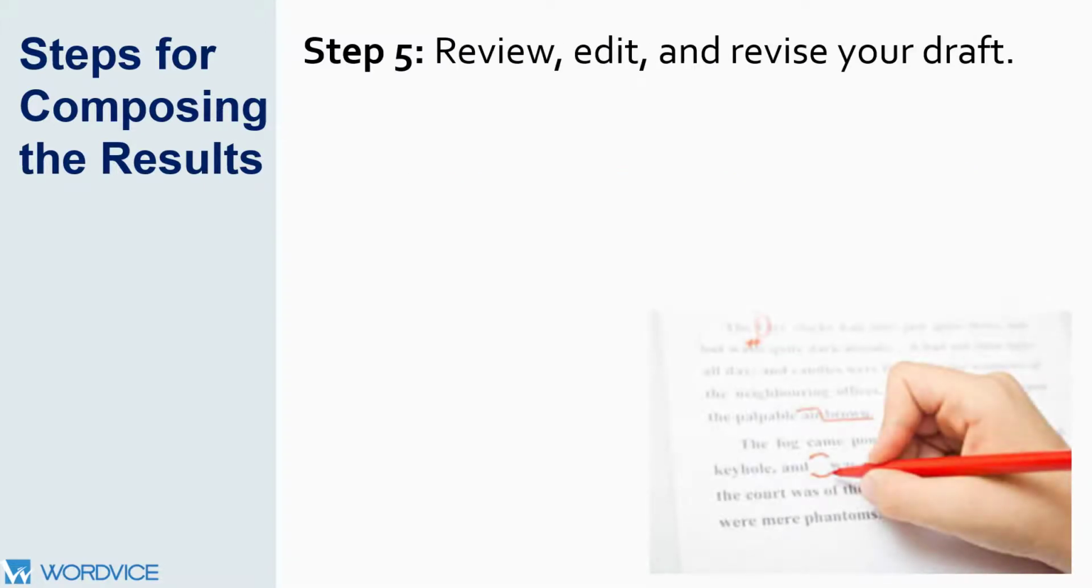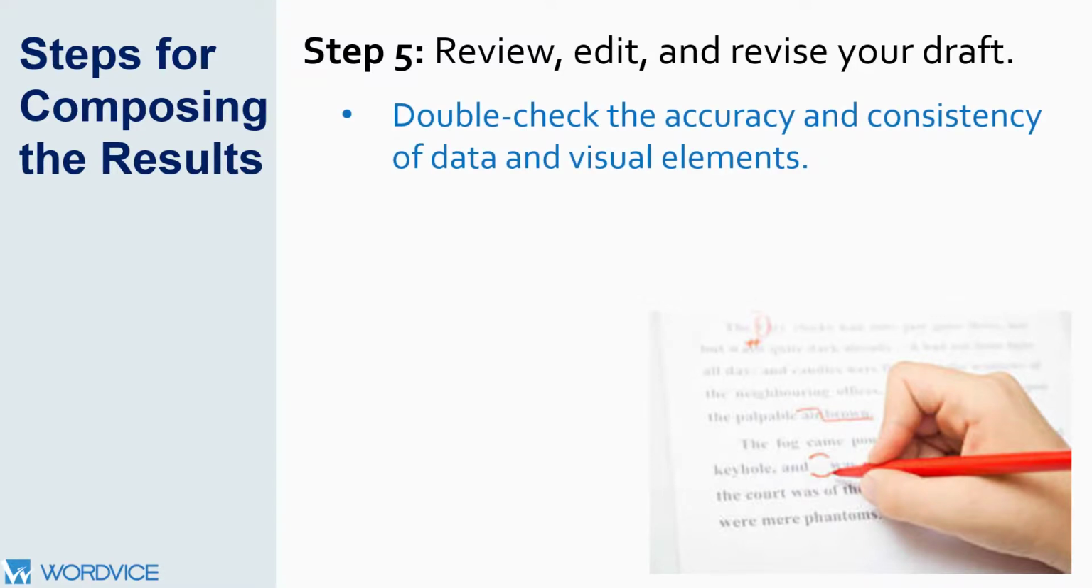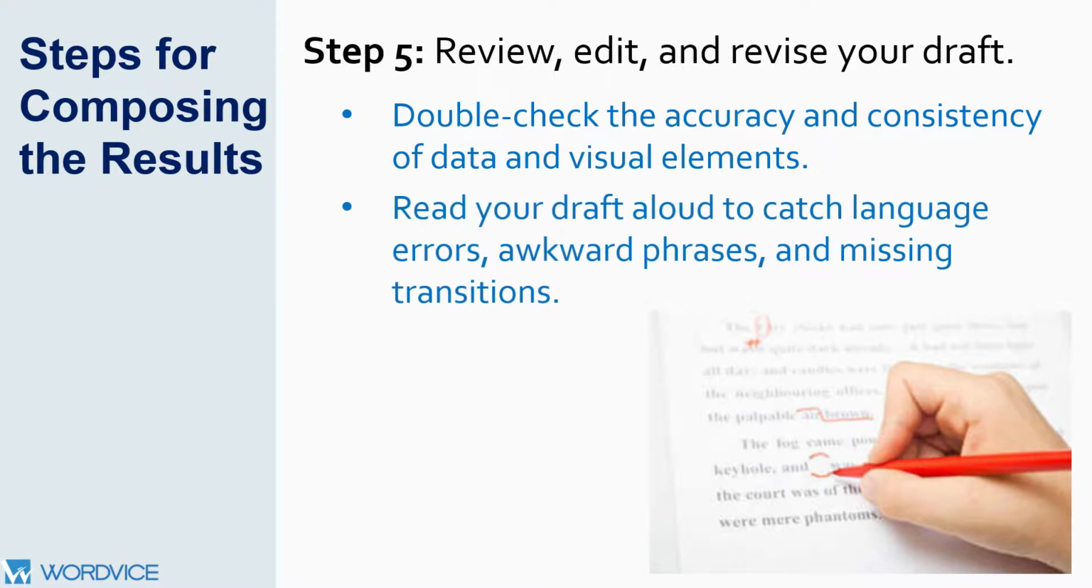Review, edit, and revise your draft until it reports results exactly as you would like to have them reported to your readers. After you have finished your first draft, it is time to review it, editing for accuracy of content and revising for errors in grammar or mechanics. Double-check the accuracy and consistency of the data across the section, as well as all of the visual elements included. Read your draft aloud to catch any language errors, awkward phrasings, and missing transitions. Make sure your grammar, spelling, and punctuation are also correct and convey information as effectively as possible.